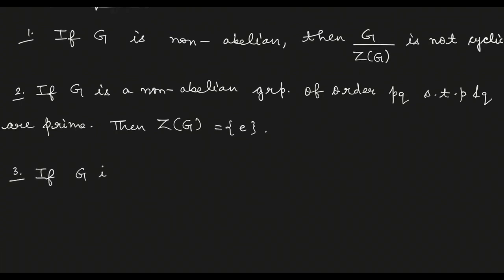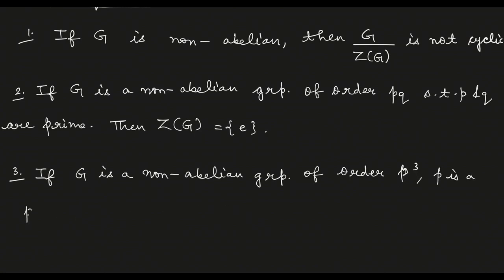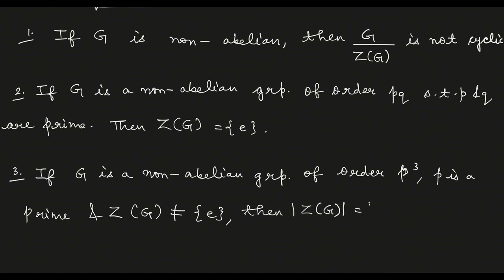Third, if G is a non-abelian group of order PQ where P is a prime and the center of G is not equal to identity, then the order of the center of G is P. If G is a non-abelian group whose order is PQ and the center is not equal to identity, then the order of the center of G is P.